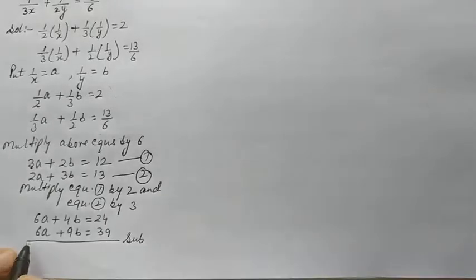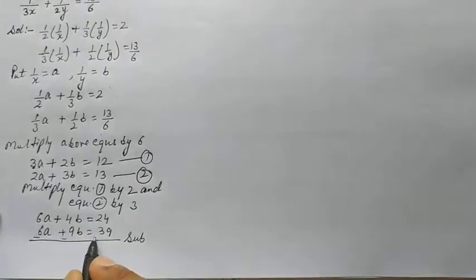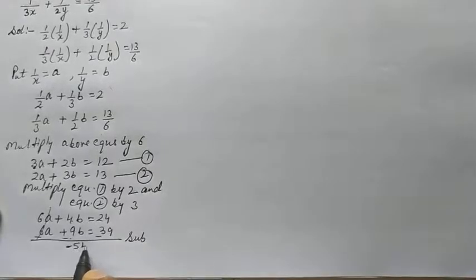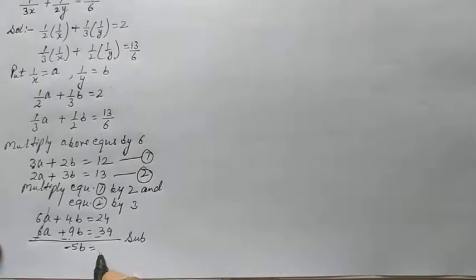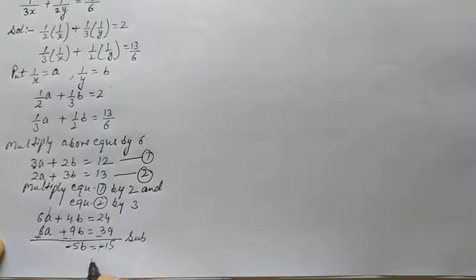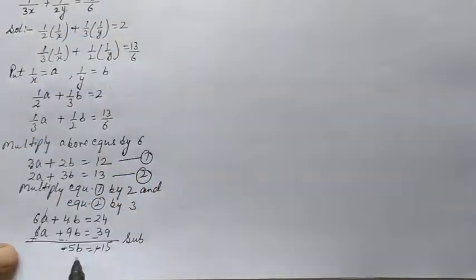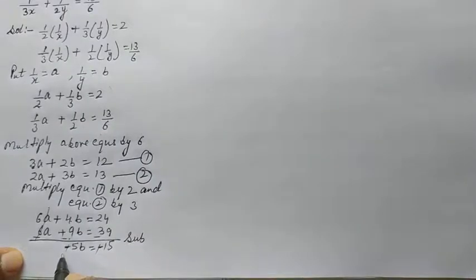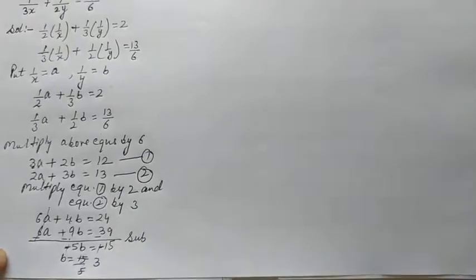So in subtraction, signs will be changed. It becomes minus and here minus. So this will be cancelled. Now 4b minus 9b is minus 5b, is equal to 24 minus 39, which is minus 15. So minus minus will be cancelled, and b is 15 over 5. That is, you can write here also, b is equal to 15 over 5, that is 3. So b value is 3 here.